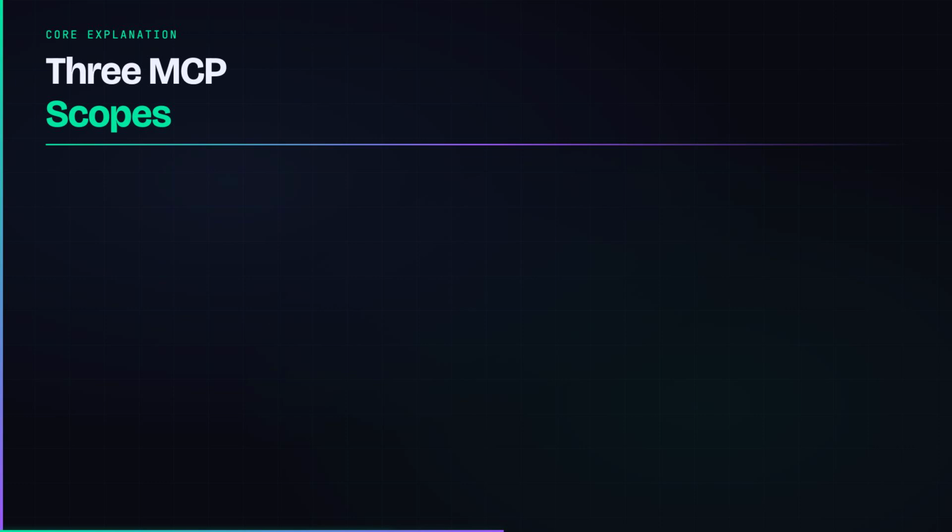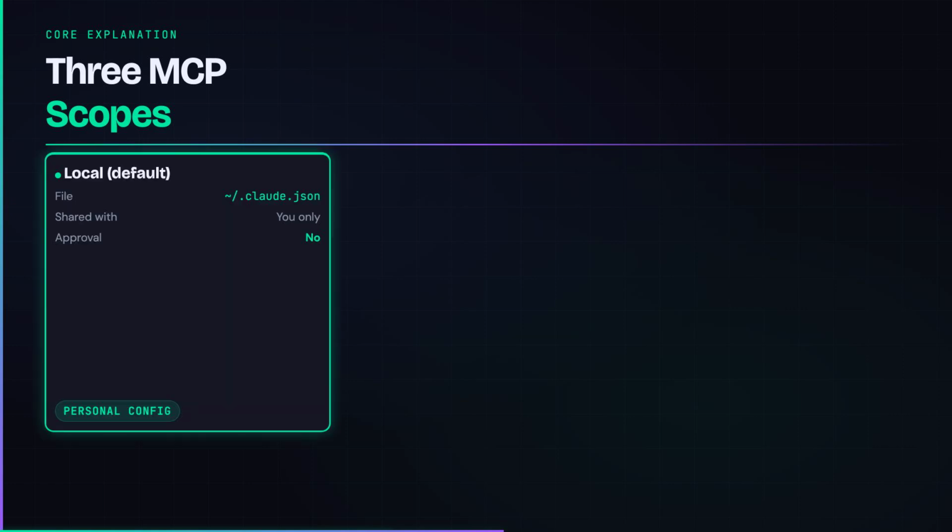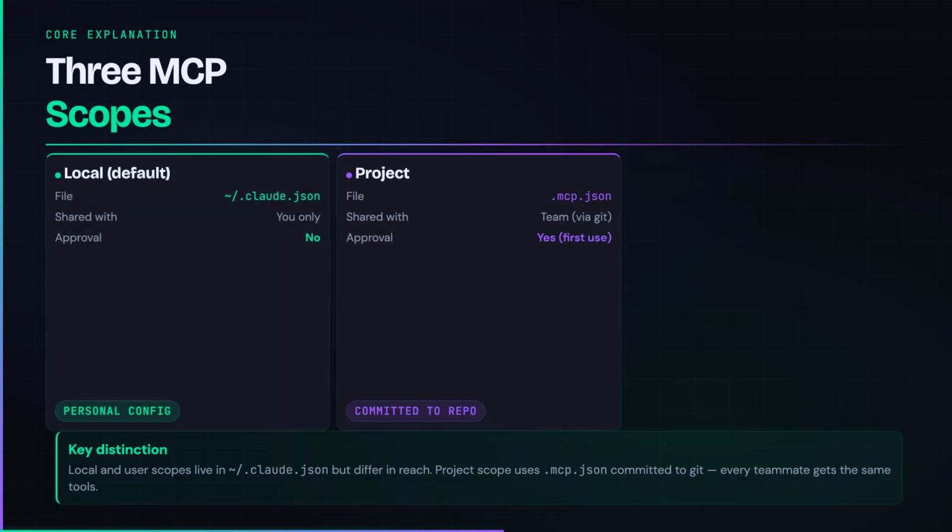Once you choose MCP, you still have to choose who gets the server definition. This matters because scope decides sharing and approval behavior. Local is the personal lane. It lives in ~/.claude.json, stays with you, and needs no extra approval. Project scope is the team lane. It lives in .mcp.json, travels through Git, and asks for approval on first use.